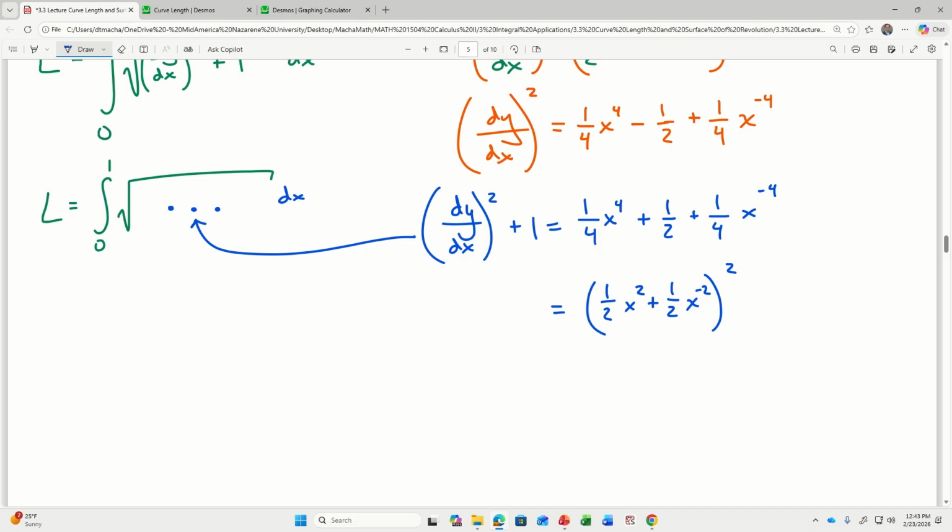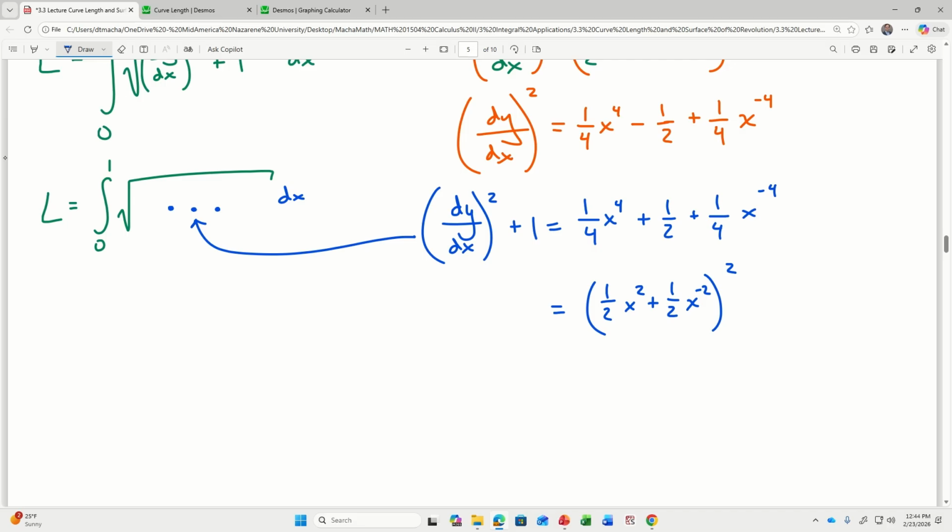Because the first term squared gives me 1/4 x to the fourth. The last term squared gives me 1/4 x to the negative 4. What if I multiply 1/2 x squared times 1/2 x to the negative 2? That would give me 1/4, right? But then I get two of those terms because I get first, outer, inner, last, and outer and inner are the same thing when I square it. So that means 1/4 plus 1/4 gives me 1/2. That actually works, right? That's a way to factor that expression.